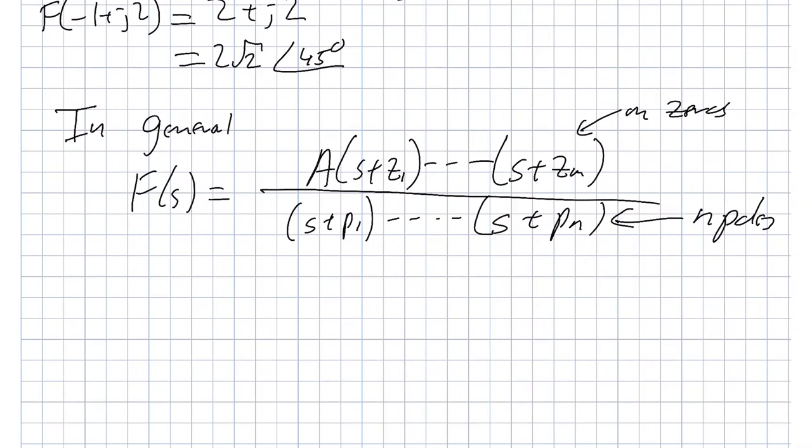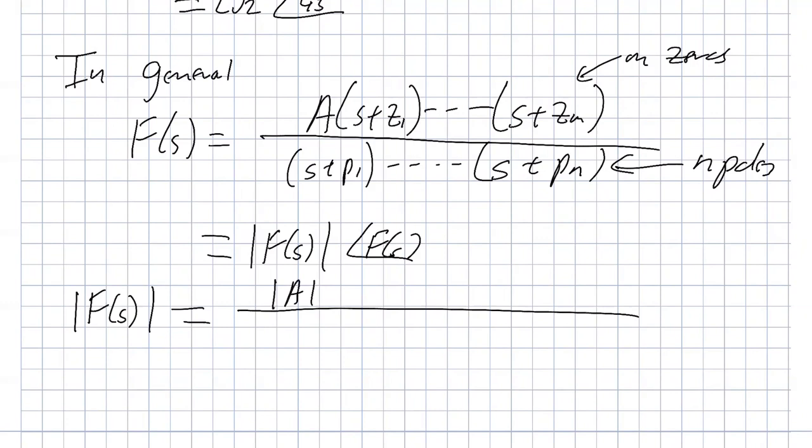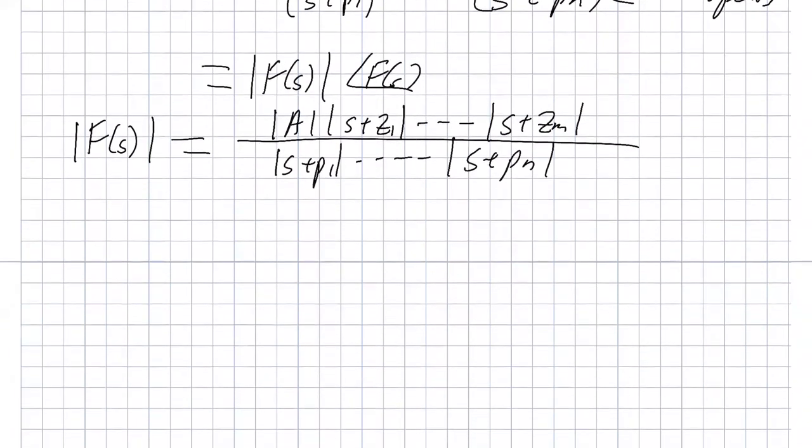So I can write f of s as its magnitude and its angle. The magnitude of f of s is just equal to the product of the magnitudes of the components. So we have the magnitude of A times the magnitude of s plus z1 up to the magnitude of s plus z sub m, and we're going to divide by the magnitude of s plus p1 times through s plus p sub n. So we just multiply the magnitudes in the numerator and divide by the magnitudes in the denominator.